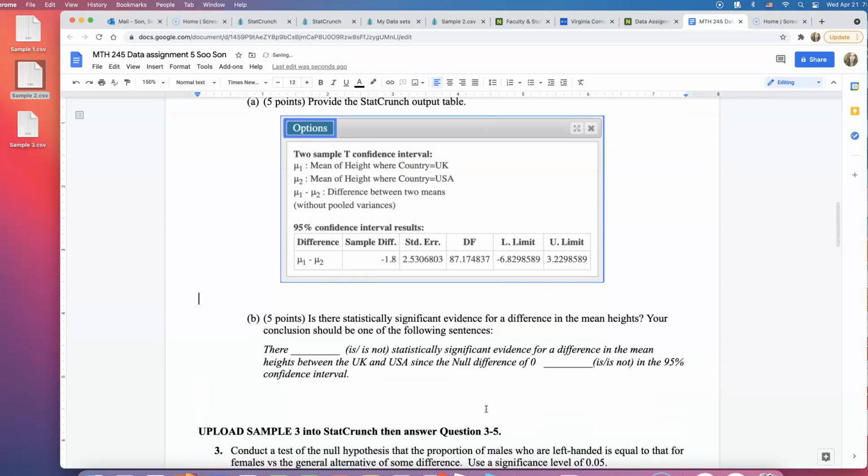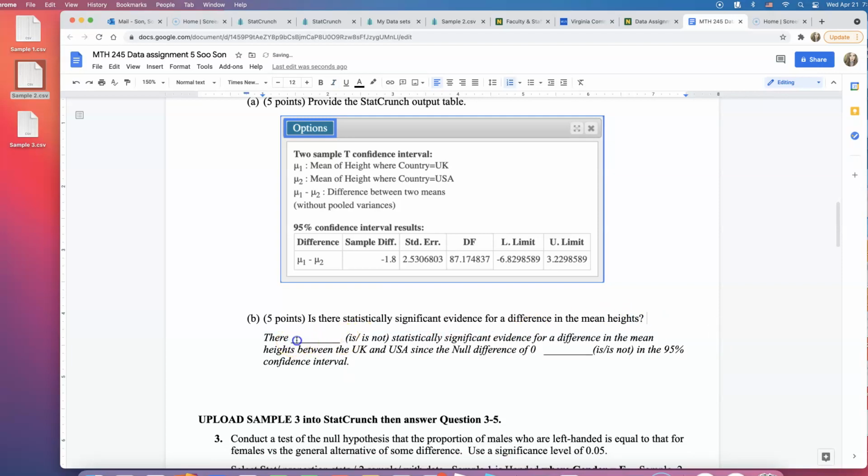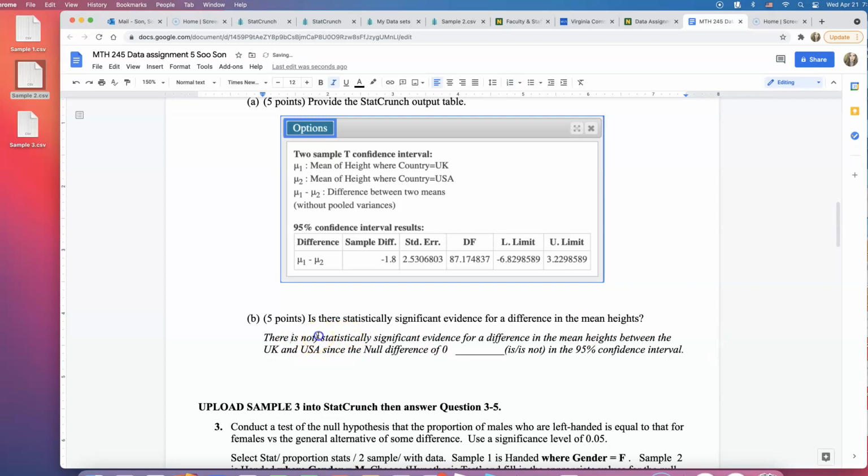So let's go ahead and do this interpretation. Is there statistically significant evidence for a difference in the mean height? Your conclusion should be one of the following sentences. There was the other one, but I took it out. I'll go ahead and just get rid of this sentence. There isn't statistically significant evidence for a difference in the mean height between UK and USA since the null difference of 0 is in the 95% confidence interval.